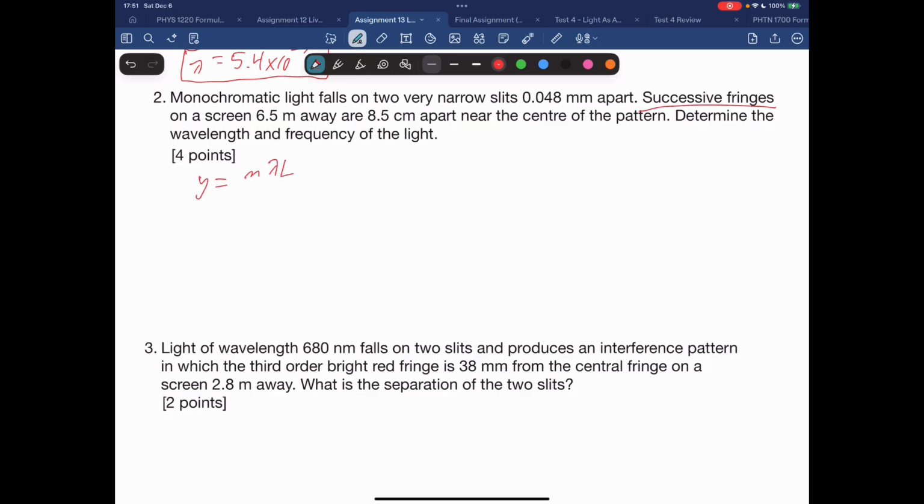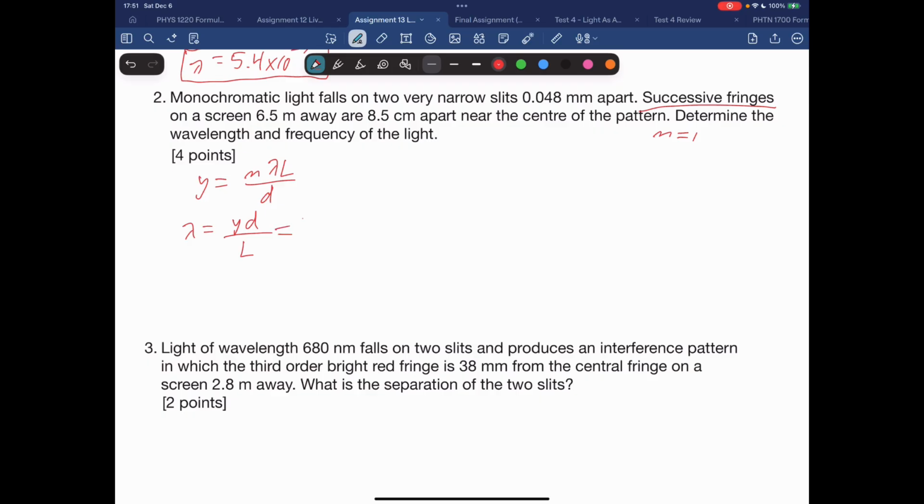And that is this one here. Now, these are successive fringes, so I will say that m equals 1. And we are asked for wavelength and frequency. So first I will solve this for wavelength. So I get y d over L equals lambda, because we're saying that m is equal to 1.